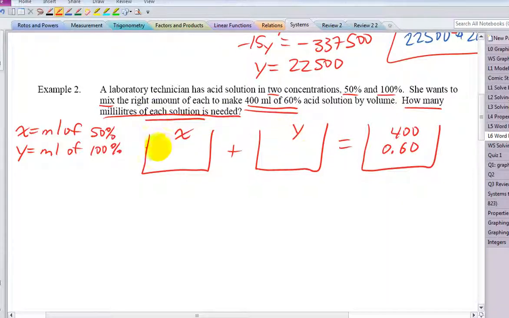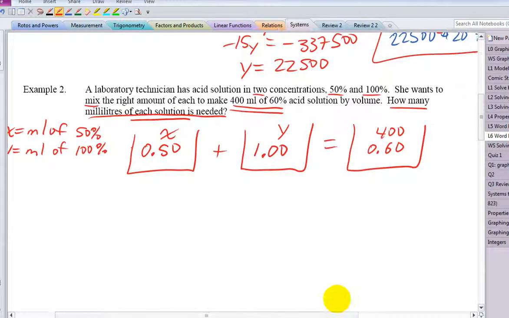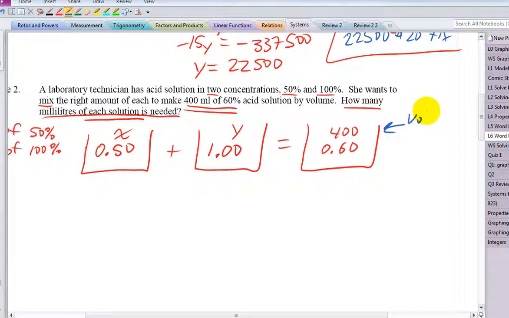Don't know how much of each of those, but this is 50% as a decimal. What's 100% as a decimal? 1. And I like to put 1.00 so I don't forget what I'm doing. And I remember I did take 100% and write it as a decimal. So we have two equations here. The first equation is your top line. That is just your volume. So equation number 1 will be X plus Y equals 400. The second equation is your concentrations.